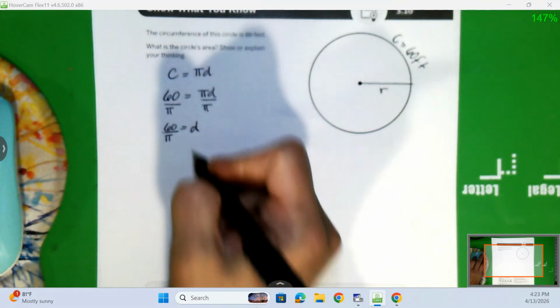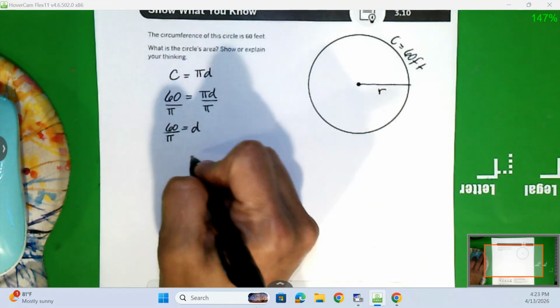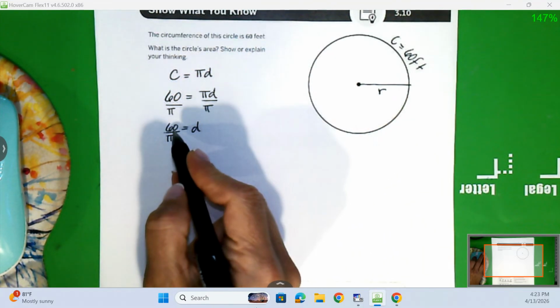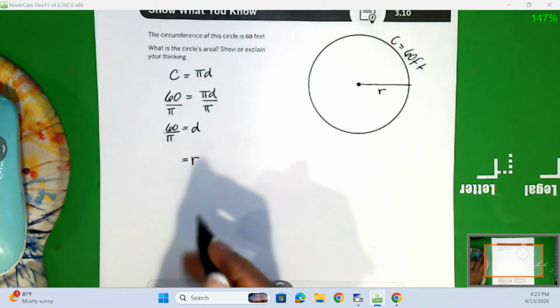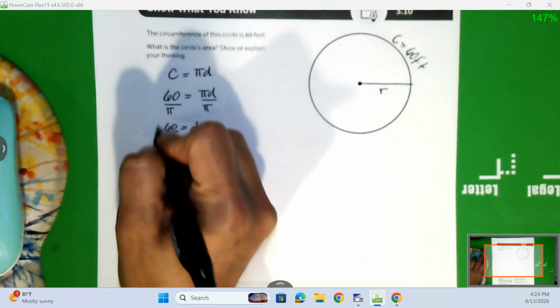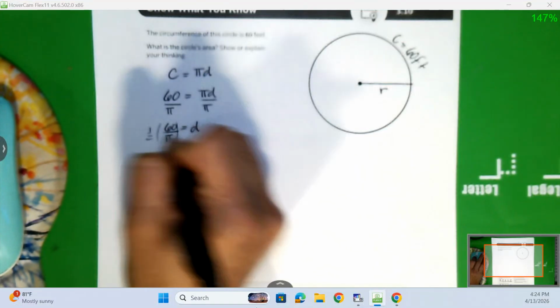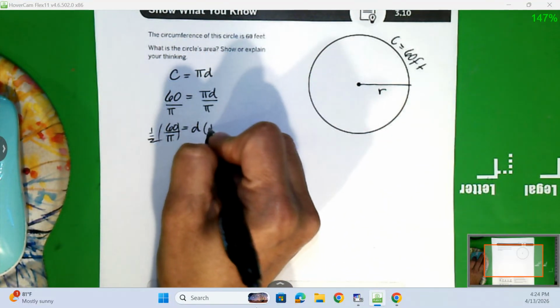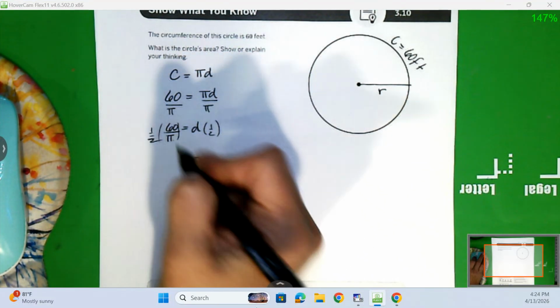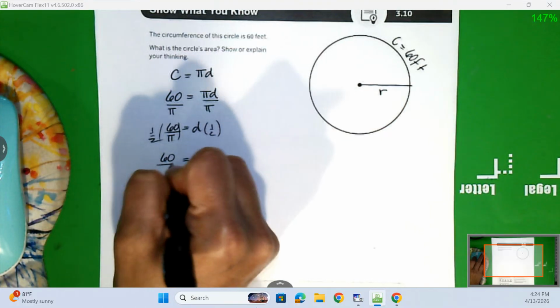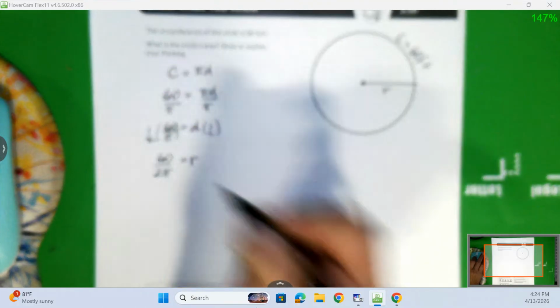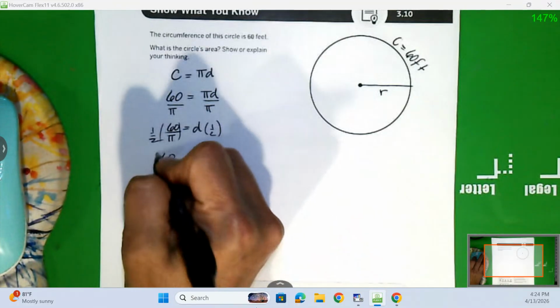To get the radius, we're going to have to do half of the diameter, which means taking half of this number. So if I did that times 1/2, this times 1/2 is going to give me r. This times 1/2 is going to give me 60 divided by 2 pi. Okay, so our radius is all of that.